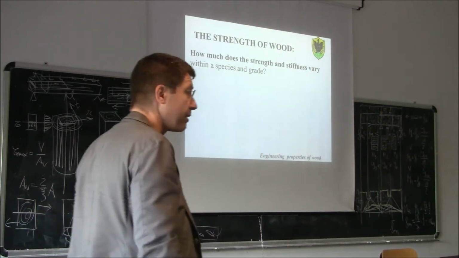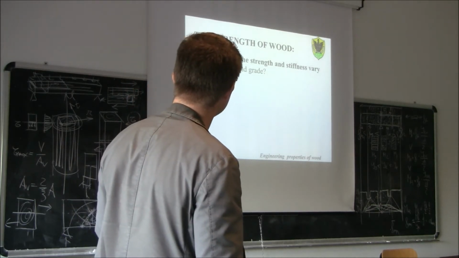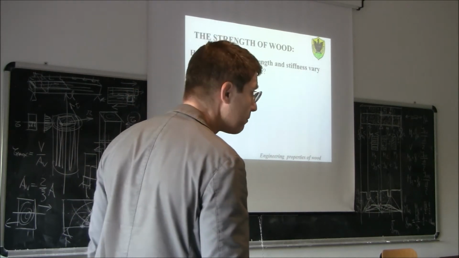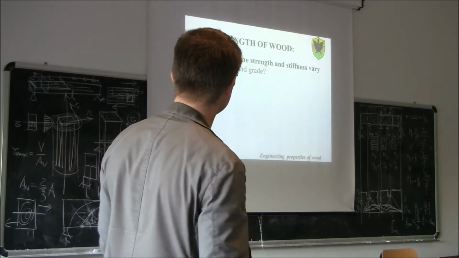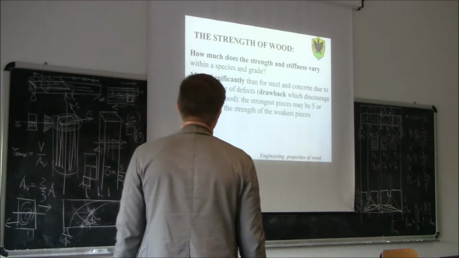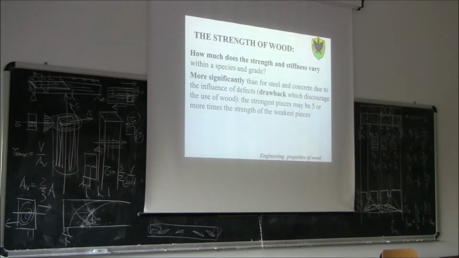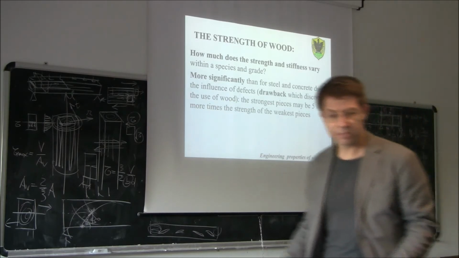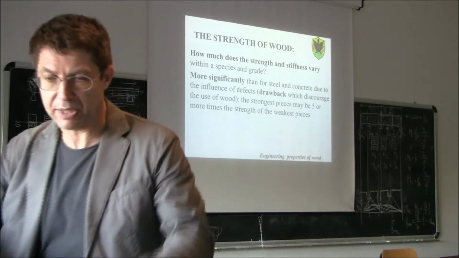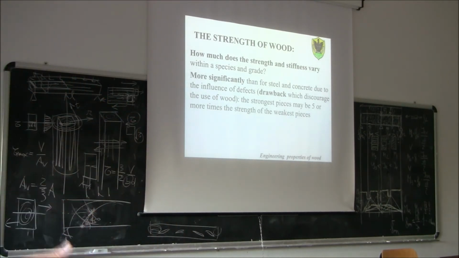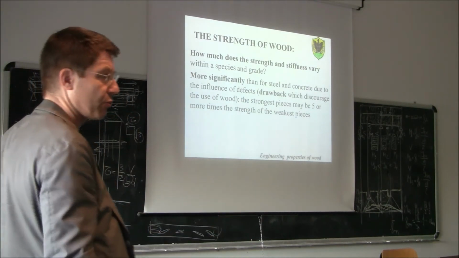And we will understand this by answering a very simple question. How much do the strength and stiffness of the timber vary within a species and a grade? What does a species mean? Wood species, for example, spruce, abete, or beech, faggio. So if I cut 1,000 plants of spruce, how much is the strength of these plants going to change? Same plants, same size. I want to test in tension, in bending. 1,000 values, how much are those 1,000 values expected to change?